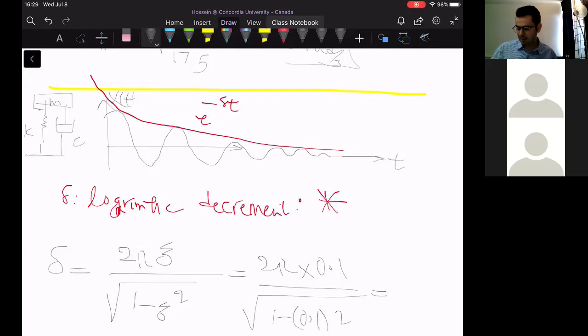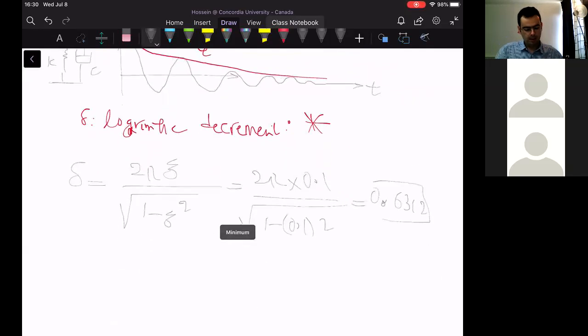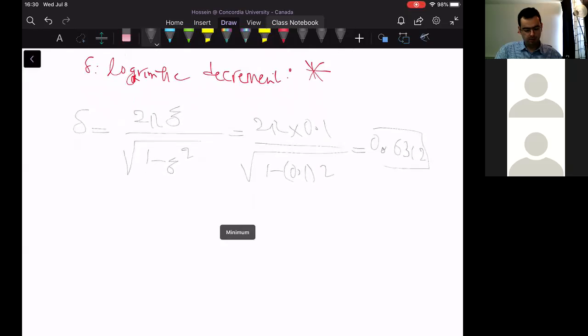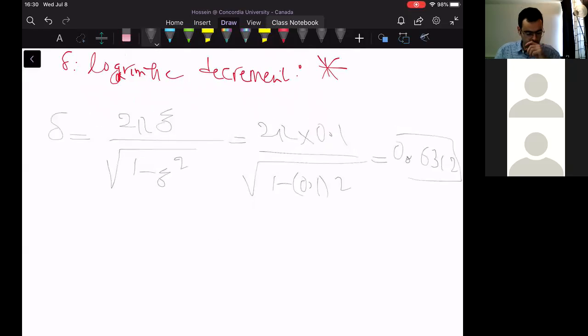Therefore, logarithmic decrement delta would be 0.6312. That's it. It gives us a geometrical interpretation of how the response will decay. If delta is very high, the response of the system decreases dramatically, right? You could have some vision of how the system will behave, and how the response gradually becomes zero. A geometrical tool for interpretation of the response of the system.